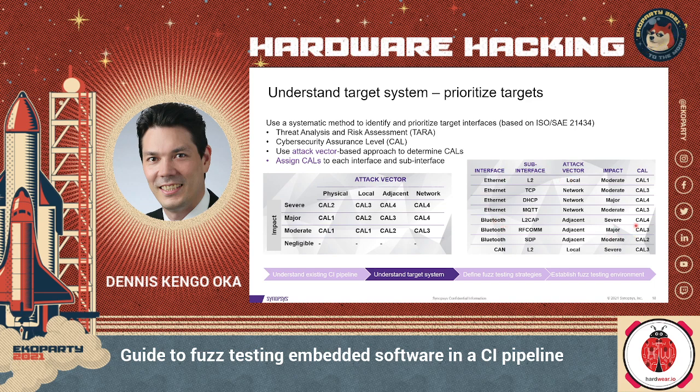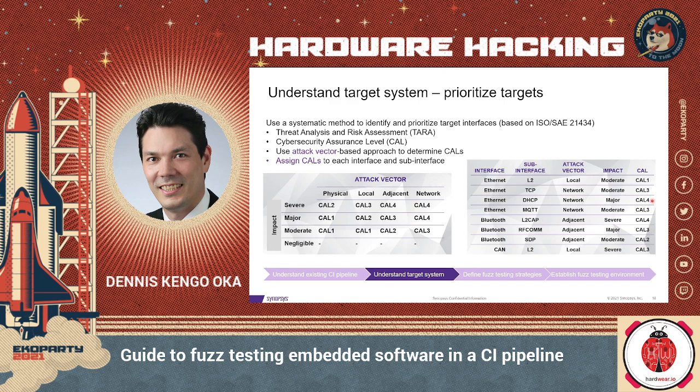So using the attack vector and the impact, for example, let's take a look at DHCP. We see that the attack vector is network, and the impact is major. We can go to our table on the left-hand side. We see network attack vector, and impact is major. Then we have CAL 4. So we can assign CAL 4 to DHCP.